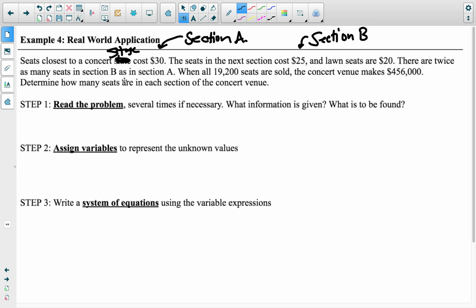There are twice as many seats in section B as there are in section A. When all 19,200 seats are sold, the concert venue makes $456,000. Determine how many seats are in each section of the concert venue.